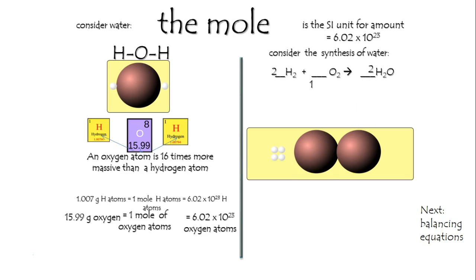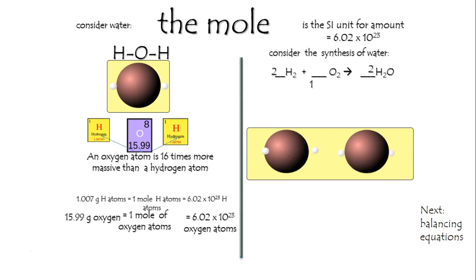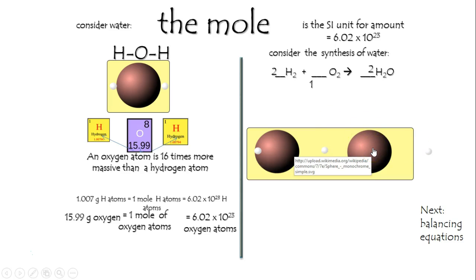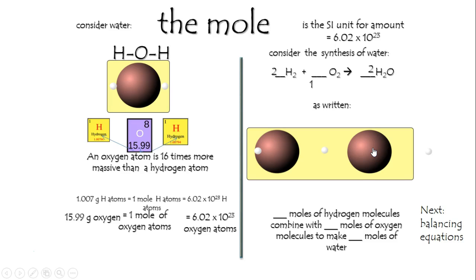And chemical reactions are simply a recombination of matter, aren't they? So here it is, turning into H2O. They didn't line up that good. These ones should be right next to it, but I think you get the idea. And as written, 2 moles of hydrogen molecules, those 2 pairs that we had, combined with the 1 mole of oxygen molecules to make 2 moles of water. This is also true on a molecular level. 2 molecules of hydrogen combined with 1 molecule of oxygen.